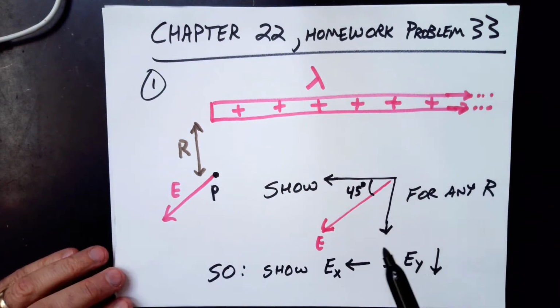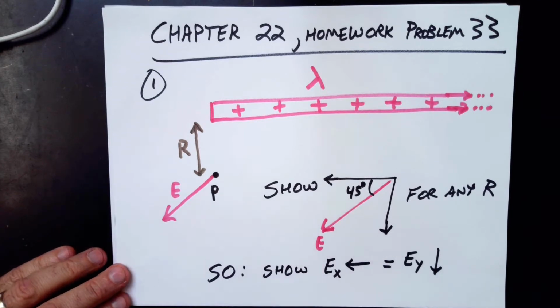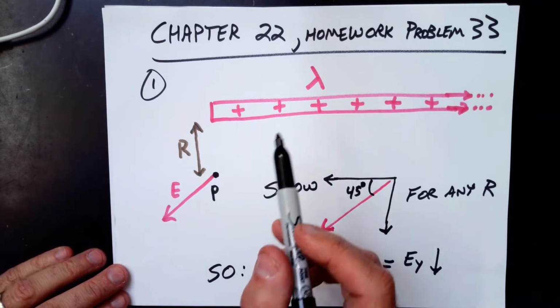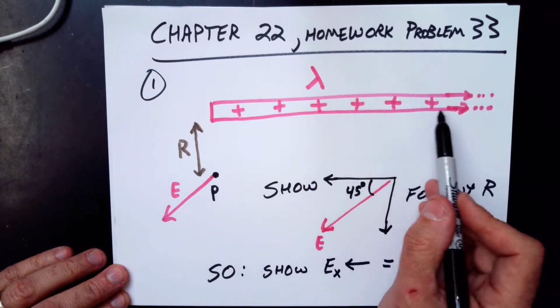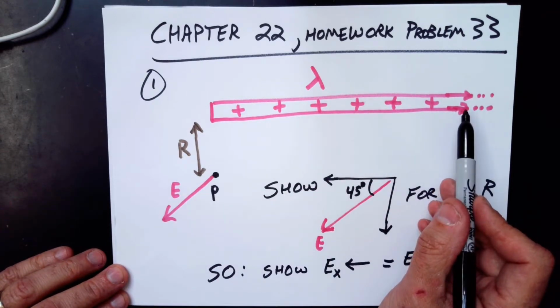This is problem 33. It's more complicated because two dimensions are involved. So the setup is interesting. A semi-infinite non-conducting rod with uniform linear charge density.